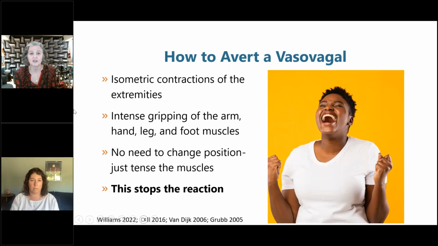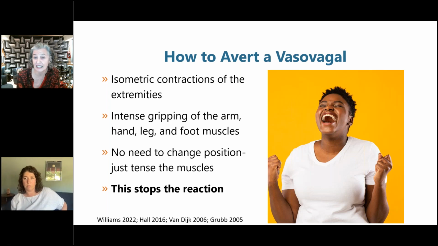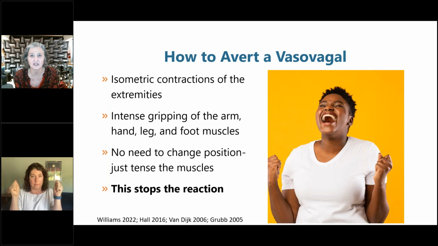So it's going to be isometric contractions of the extremities, intensely gripping all the muscles in the arm, the hand, the foot, and the leg. A lot of times people think this means you have to pump the hand or move it. It's really without moving one little bit. So if everybody right now just tenses in the exact position you're in, tense the muscles in your hands and tense the muscles in your arms really, really tight, and in your feet and in your legs, tense the muscles as hard as you can. So by now, were you to have done that in the middle of a prodrome, you would have stopped the prodrome.